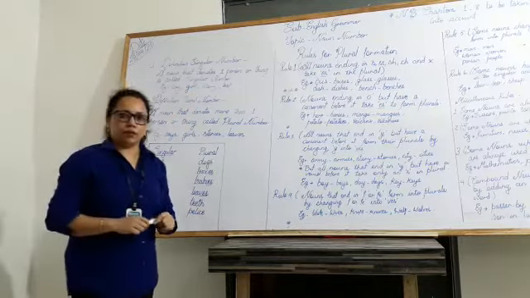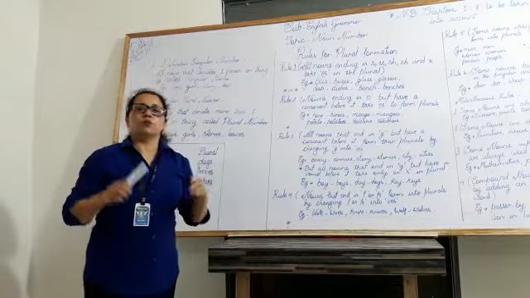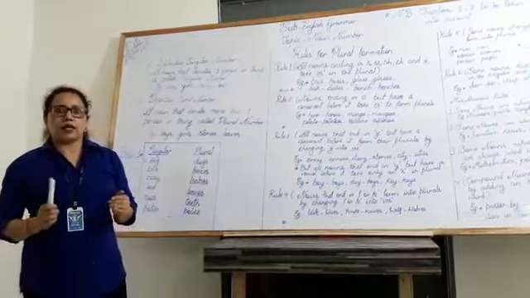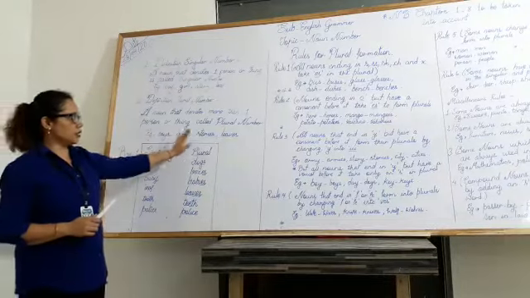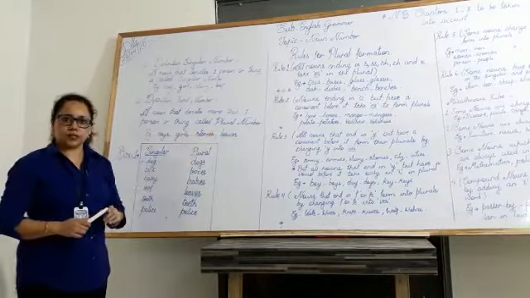Definition of plural number: a noun that denotes more than one person or thing is called the plural number. Example: boys, girls, stories, lives, etc.